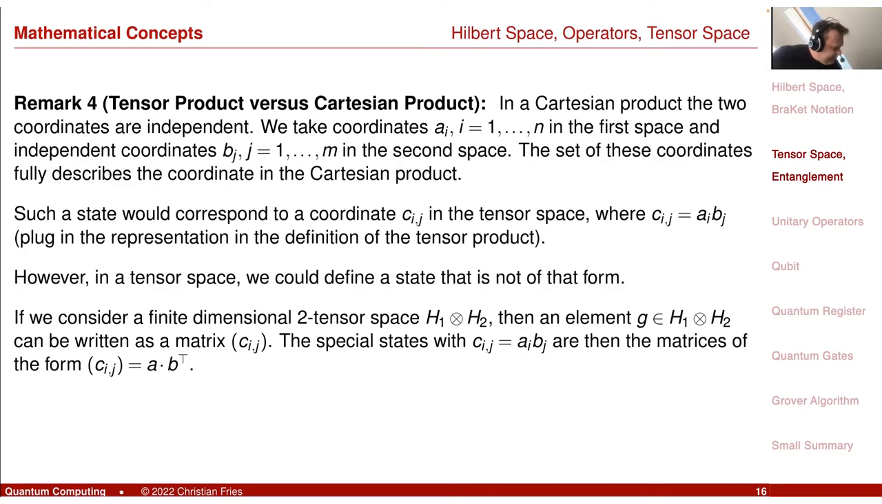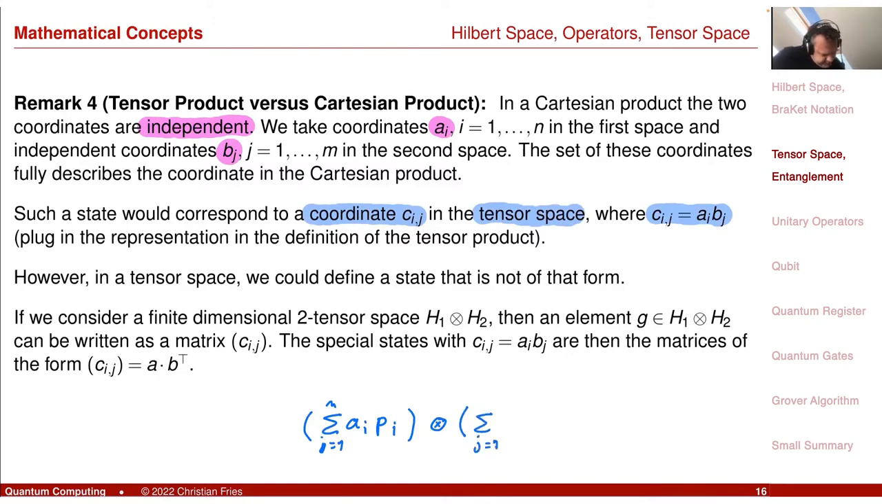The important word here is maybe the word independent. You take coordinates ai and bj in the two spaces, and that describes the state in the Cartesian product. Such a state would correspond to a coordinate cij in the tensor space, where cij is of a special form, ai times bj. Just factor this out. You can take one vector in one space, something like the sum of ai pi in the first space, and then take the tensor product of this with something in the second space, the sum over j from 1 to m of bj qj.